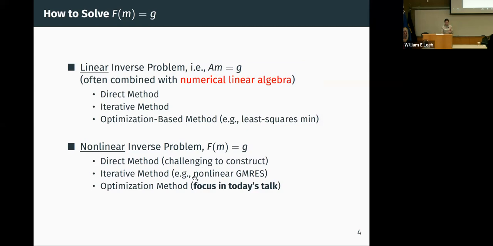Okay, but the most common method to solve the nonlinear inverse problem is actually the optimization method, as far as I can see, and that is the focus of today's talk.